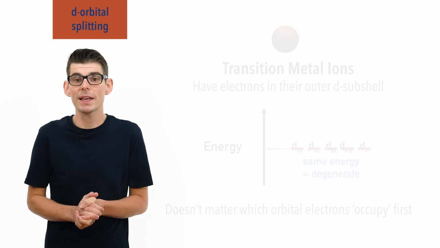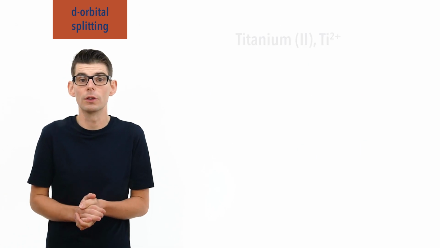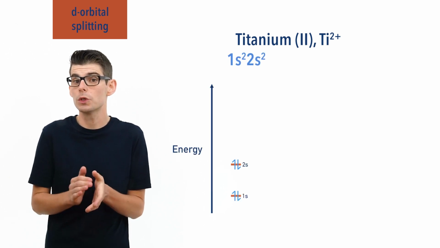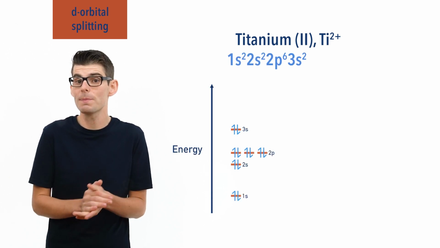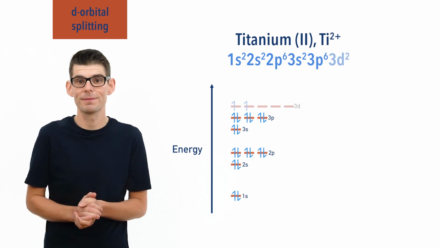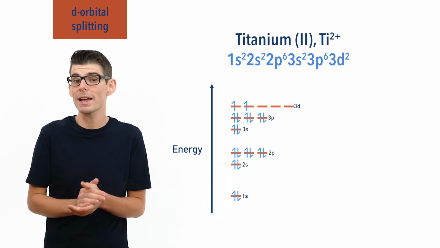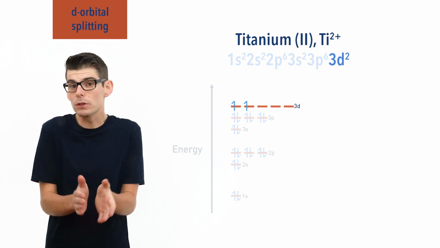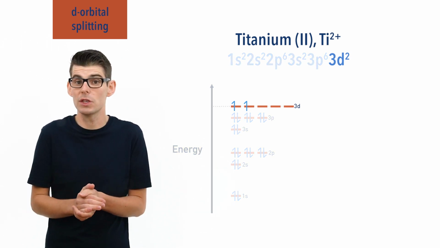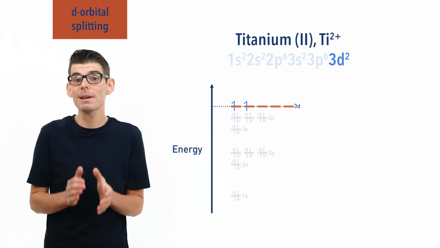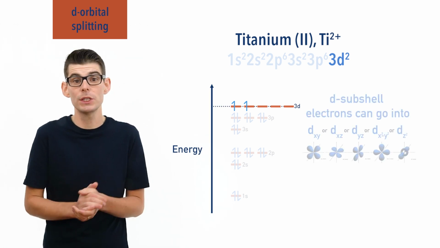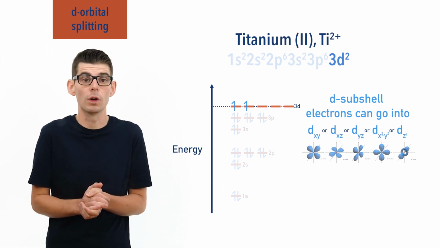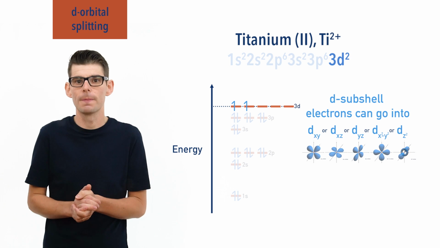For example, a gaseous titanium 2+ ion has an electron configuration of 1s2, 2s2, 2p6, 3s2, 3p6, 3d2. This means there are 2 electrons in the outer 3d subshell of the ion. As all the 3d orbitals have equal energies and are degenerate, it doesn't matter which orbitals the electrons go into, as long as they half fill 2 rather than completely fill 1 due to spin pair repulsion.